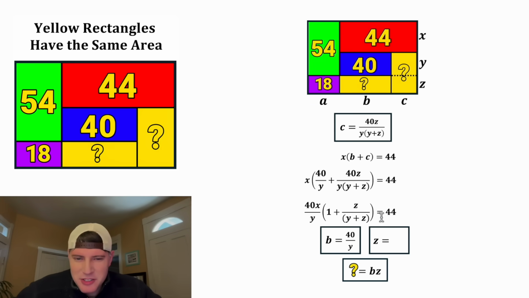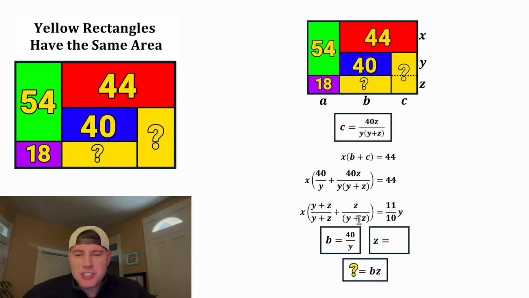I'm not sure what's best to clean this up, but I'm feeling like multiplying both sides by Y over 40. That'll get rid of all of this stuff, so we just have X on this side. And then on this side, we can rearrange it like this, and the 44 over 40 can simplify to 11 over 10. So the right-hand side is 11/10 Y. Now from here, let's give both of these a common denominator, so we can change the 1 into a Y plus Z over Y plus Z.